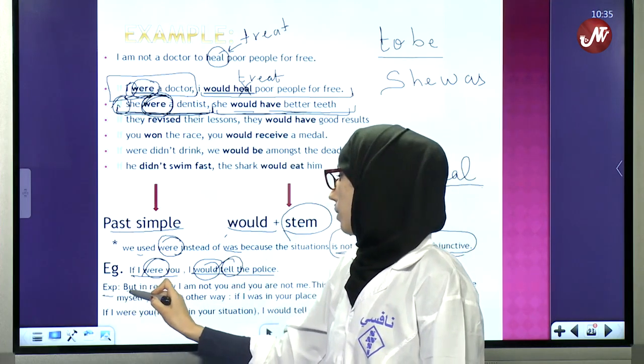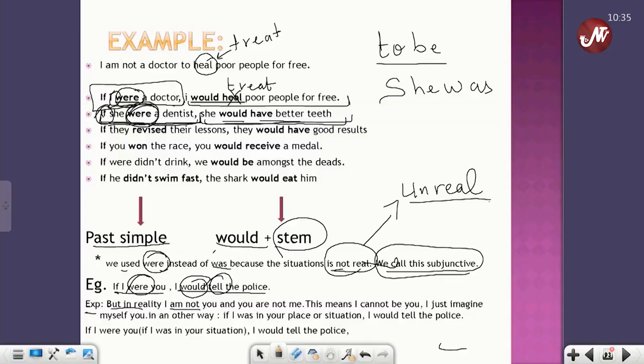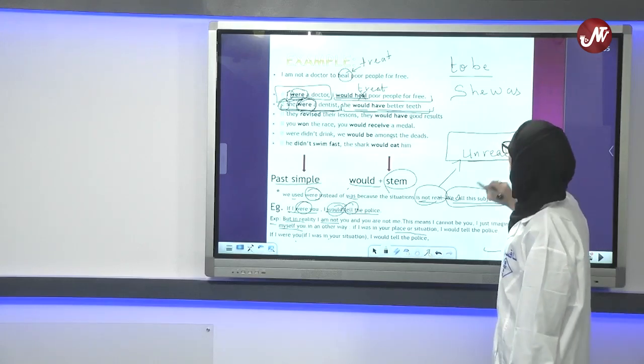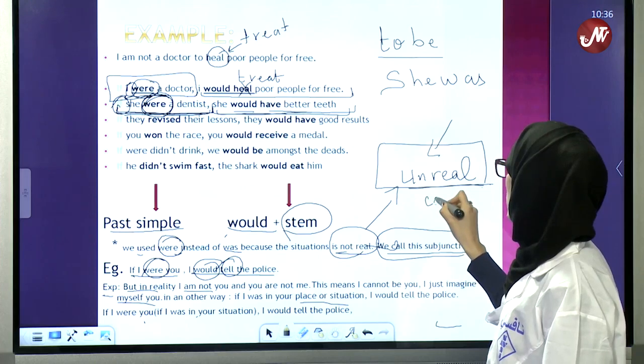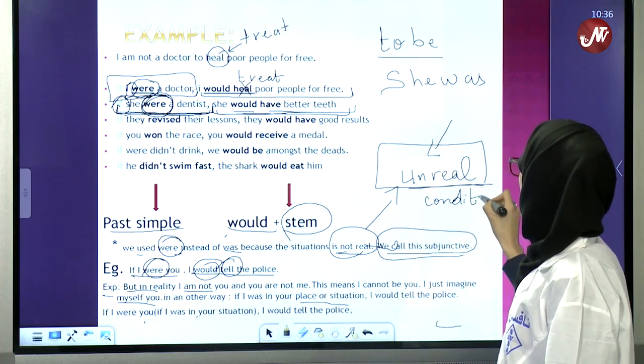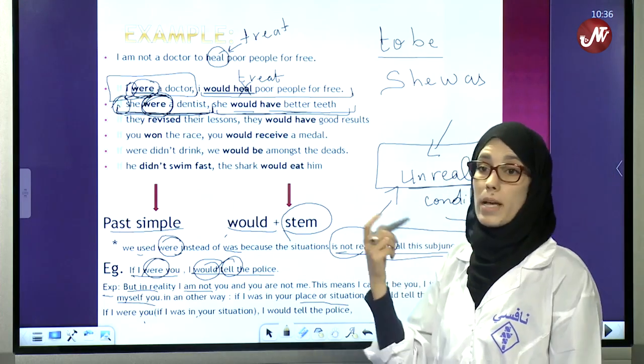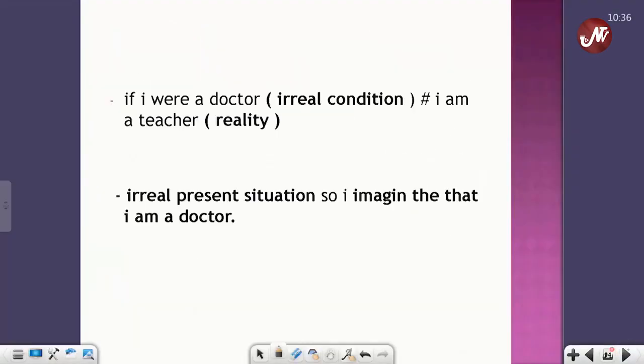Example. In reality, I'm not you, and you are not me. This means I cannot be you. I just imagine myself in your place. In another way, if I was in your place or situation, I would tell the police. If I were you, if I was in your situation, I would tell the police. So this is the type of unreal condition, because I am not you and you are not me. I'm just imagining myself in your place.